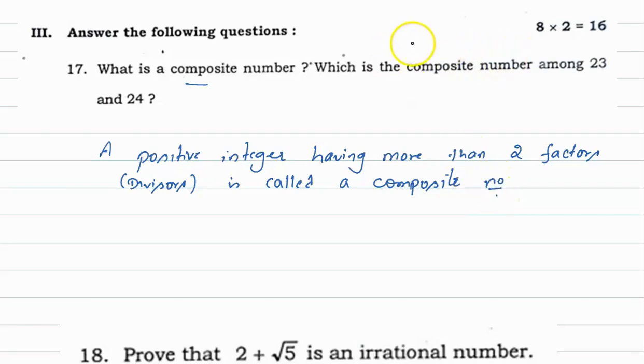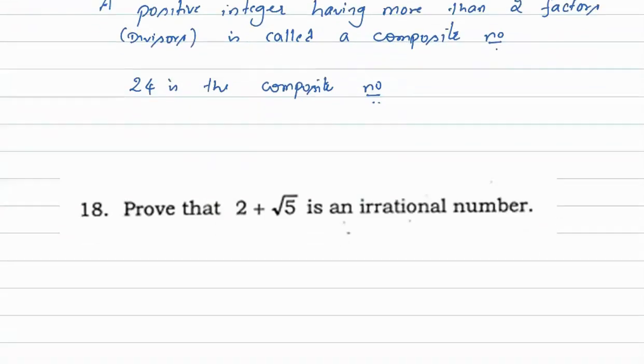Next question: which is the composite number among 23 and 24? As we all know, 23 is a prime, it is not divisible by any number other than 23, but 24 is divisible by 2, 3, 4, 6, so it has many divisors. Therefore we can say 24 is the composite number among the given numbers. Very simple and direct question. Now we are moving on to the next one.